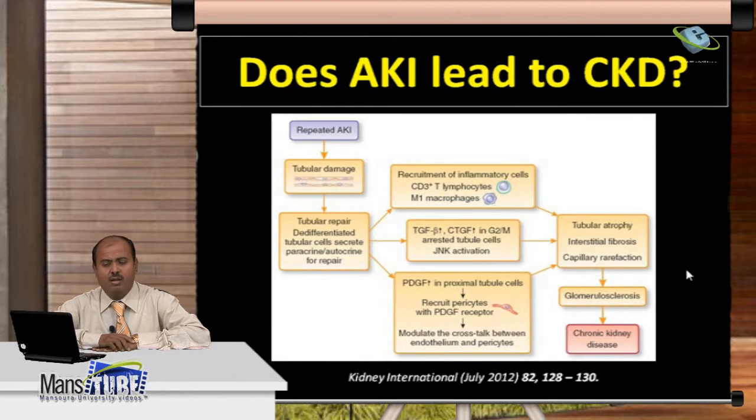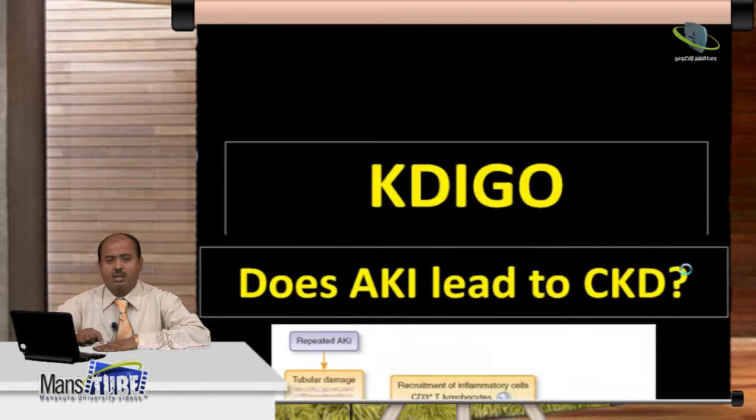Through this model, repeated acute kidney injury leads to tubular damage and tubular repair, leading to recruitment of inflammatory cells, increasing cytokines and mediators, leading at the end to tubular atrophy, interstitial fibrosis, glomerulosclerosis, and chronic kidney disease. So there is a link between acute kidney injury and the occurrence of chronic kidney disease.